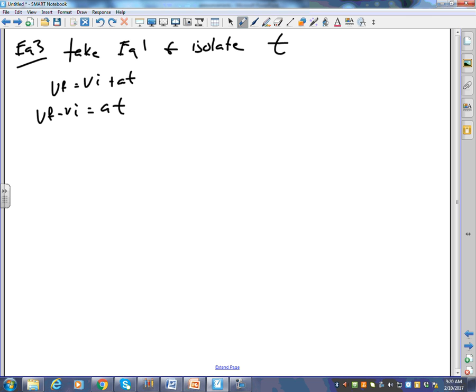And now to isolate the t, A is attached to it by a multiply, so to get rid of it, I'm going to divide both sides by A, and I get Vf minus Vi all over A is equal to At divided by A, or just t. I have isolated t. And now replace t in equation number 2.